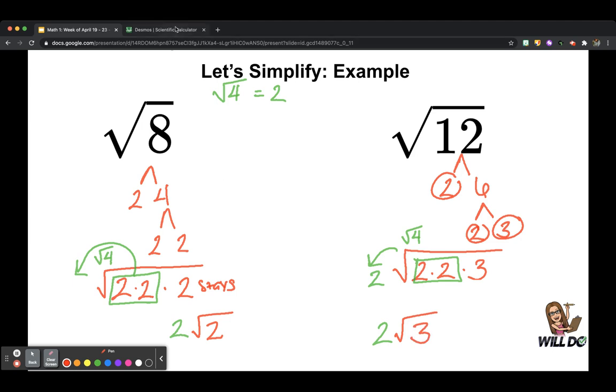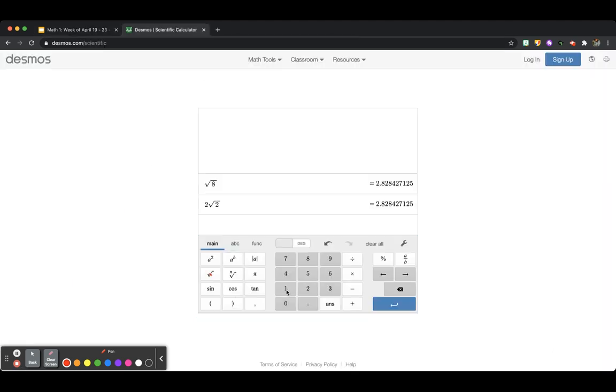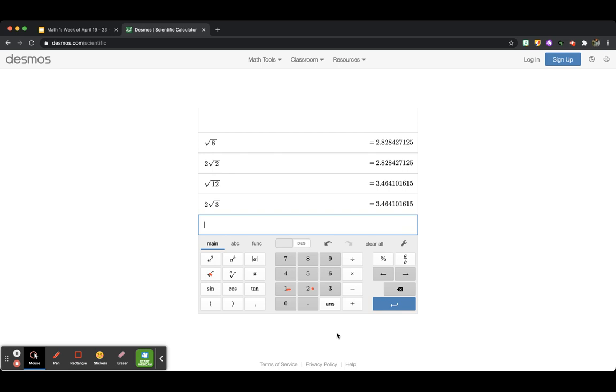Okay, now let's test that one out. If I have the square root of 12, I get 3.464 with a whole bunch of numbers. That's irrational. Okay, now let's do 2 times the square root of 3. I get the exact same thing.